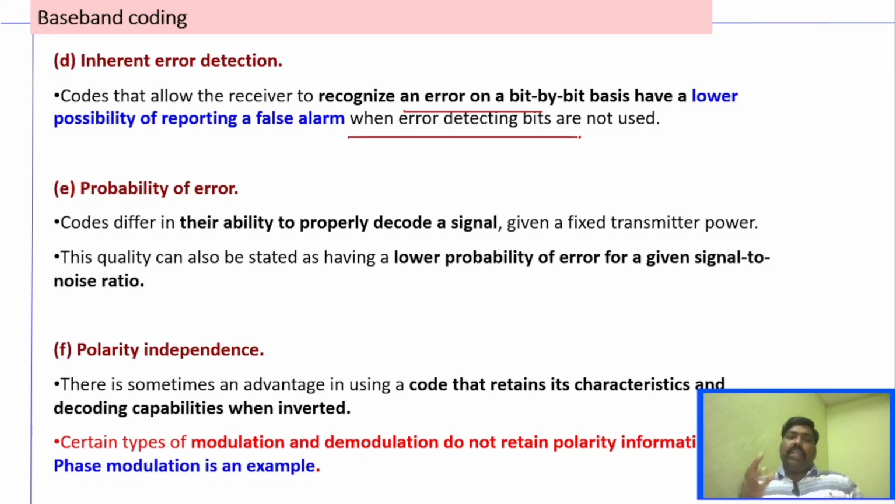And what is probability of error? The ability of properly decoding a signal, right? So the probability of error has to be very low in any particular baseband coding so that the quality will be good. And what is polarity independence? As I said, there is some advantage. You have some codes which retain their characteristics even if the polarity is inverted, right? And there are some modulation or demodulation techniques which do not support polarity independence. For example, phase modulation, right?